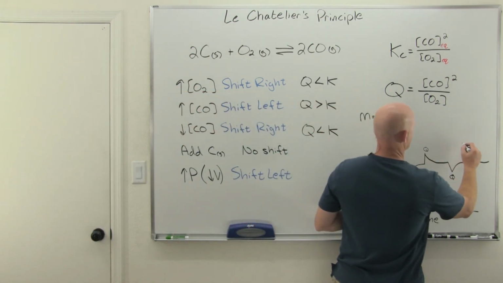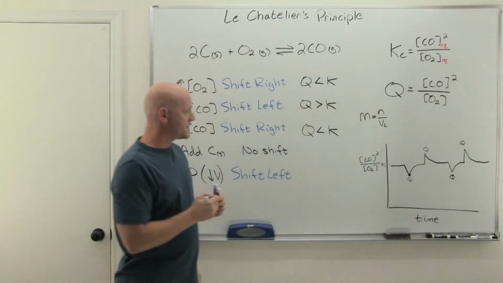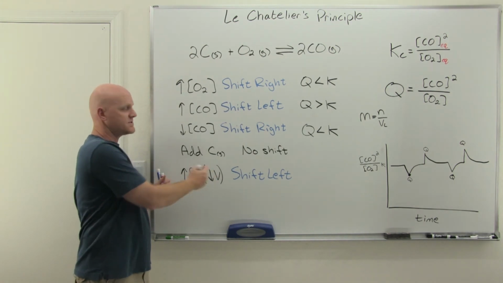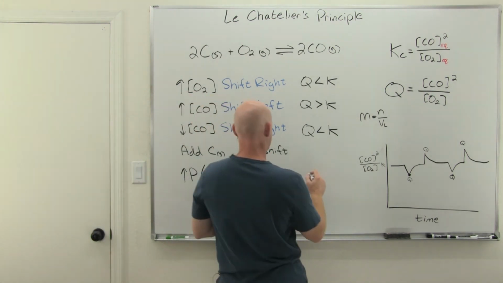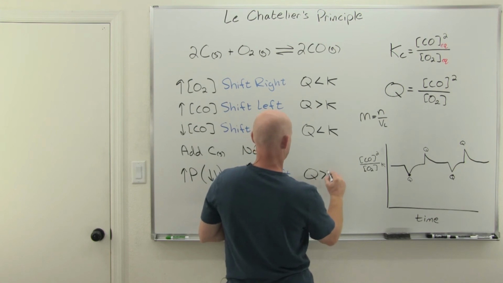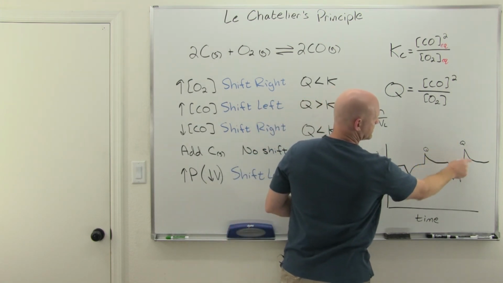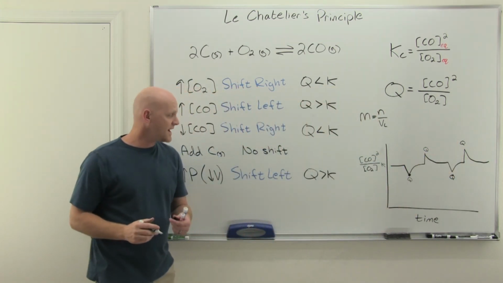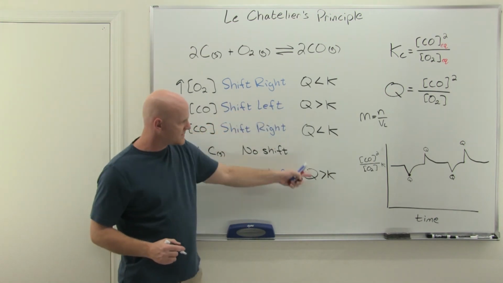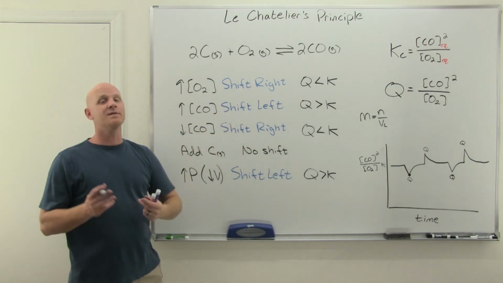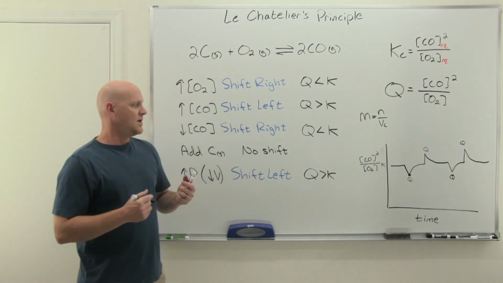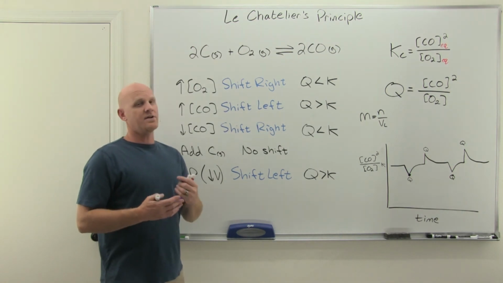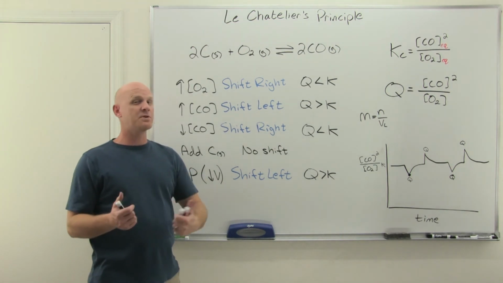So let's get that back up there, Q. And so at the moment we jack this pressure up by reducing the volume, at that exact instant, we see that Q would be greater than the equilibrium constant value. Q is greater than K. And then once again, when Q is greater than K, we've got to shift to the left to get back to equilibrium.